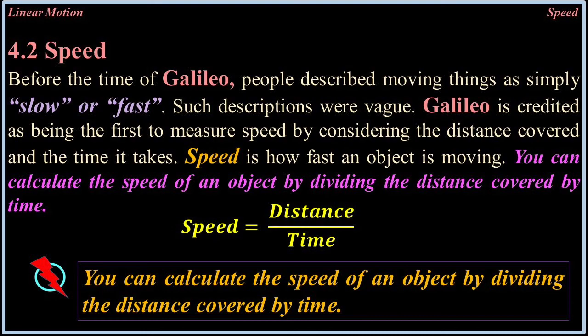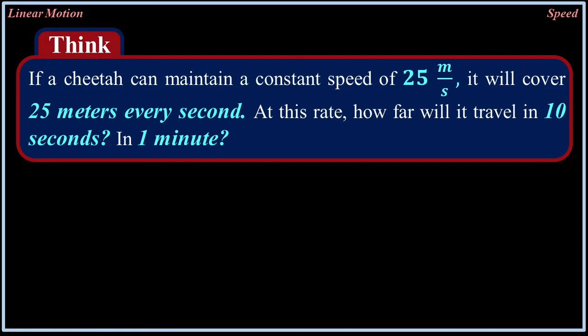You can calculate the speed of an object by dividing the distance covered by the time. Speed equals distance over time. If a cheetah can maintain a constant speed of 25 meters per second, it will cover 25 meters every second. At this rate, how far will it travel in 10 seconds? In 1 minute?